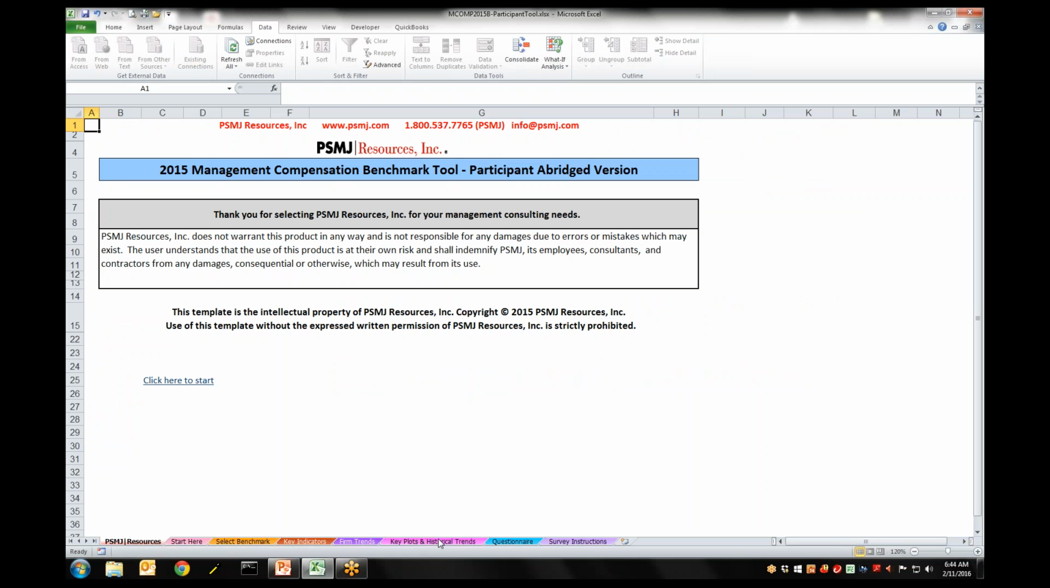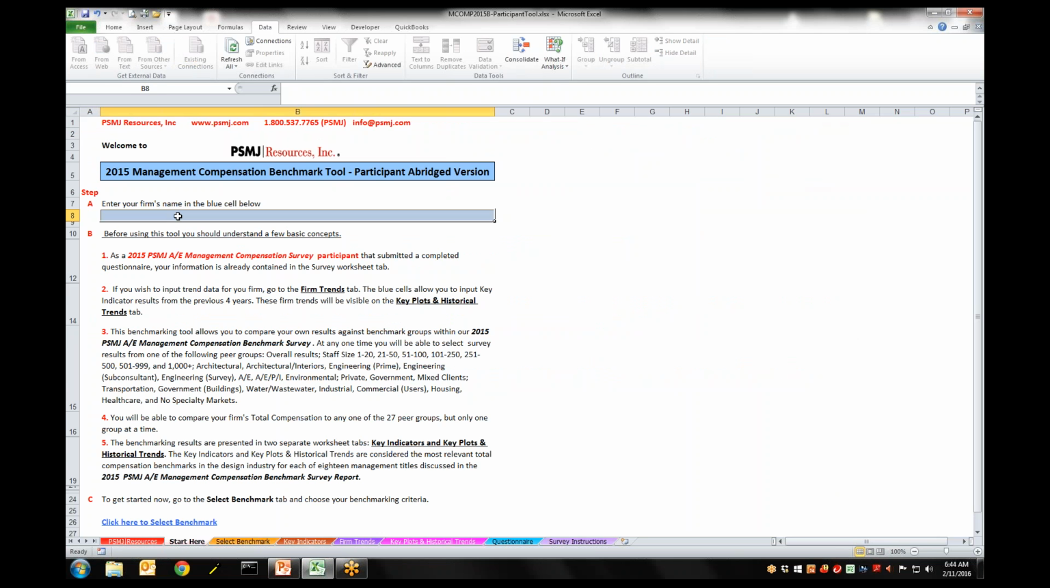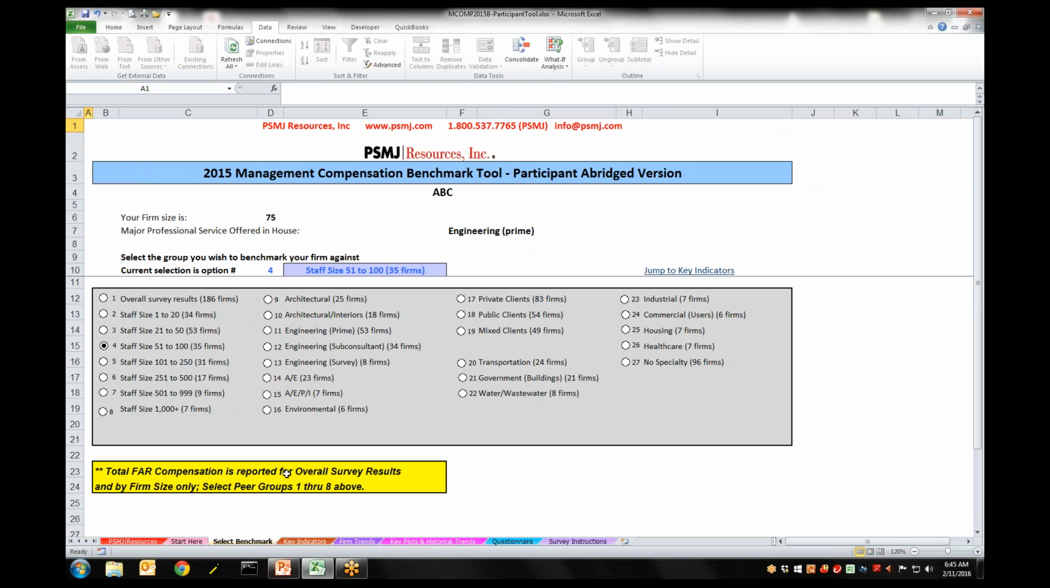This is, if you'll notice across the bottom, there are various tabs. So we'll go to Start here, and let's just put in our firm name, and we'll use ABC. We'll go to Select Benchmark, and if you recall, my sample firm is 75 people in engineering prime. So instead of comparing to the overall survey results, I would go here to radio button number 4, which is staff size 51 to 100.